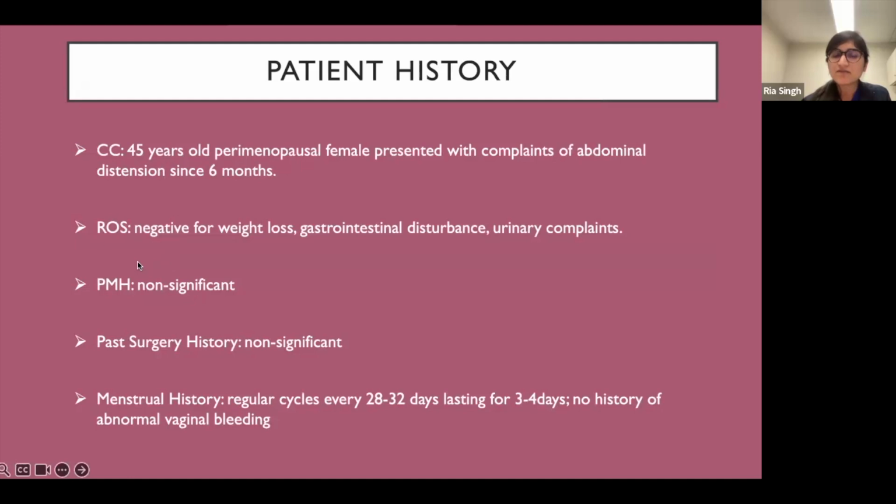Her review of systems was negative for any weight loss, gastrointestinal disturbance, or urinary complaints. Her past medical history was non-significant. Her surgical history was non-significant. As for her menstrual history, she reported regular cycles every 28 to 32 days, lasting 3 to 4 days, with no history of any abnormal vaginal bleeding.